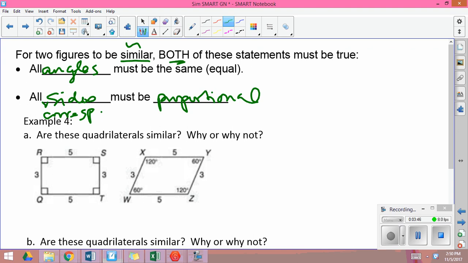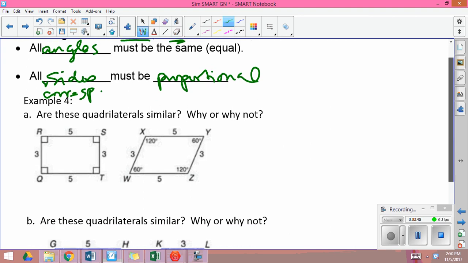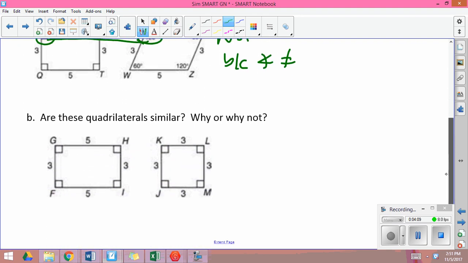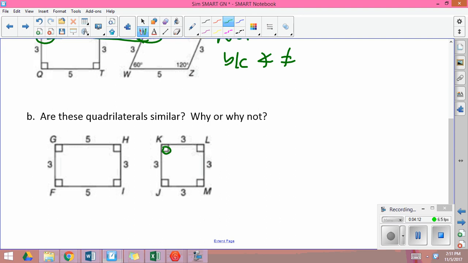If I look at A, are these quadrilaterals similar? My quickest test is my angles. These are not similar because the angles are not equal. That is the quickest way to tell, because the angles must be the same. If they're not, it is not similar. If I look at example B, all the angles are 90. So my angles are equal. So check 1. Now I have to check proportionality.